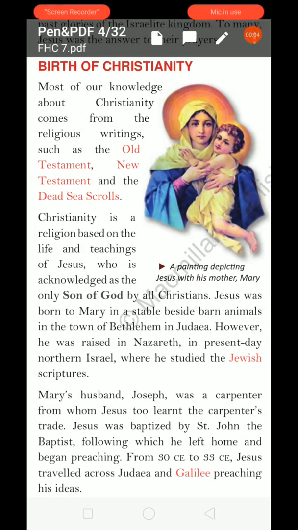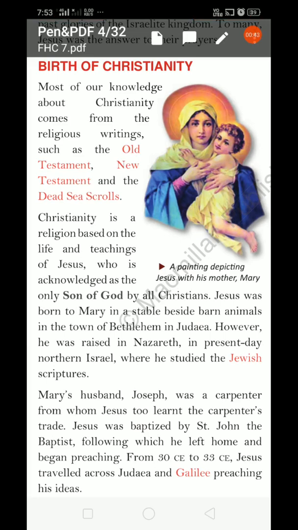Birth of Christianity. Most of our knowledge about Christianity comes from the religious writings, Granth: the Old Testament, New Testament, and the Dead Sea Scrolls. In the Hindu religion, we also have our Granth, Shri Bhagavad Gita, Mahabharat, Ramayana, etc. So, just like that, Christianity also has its religious writing.